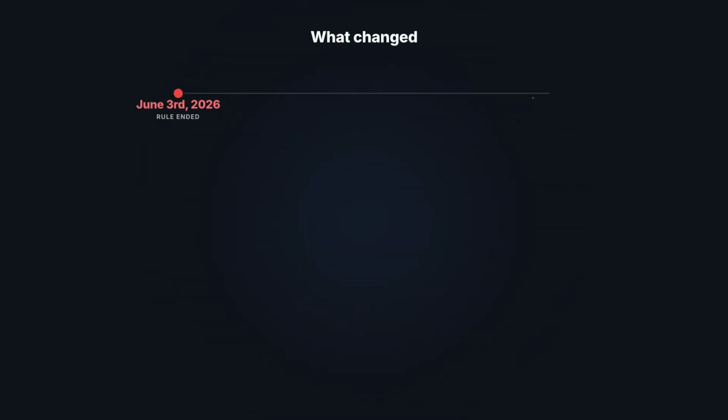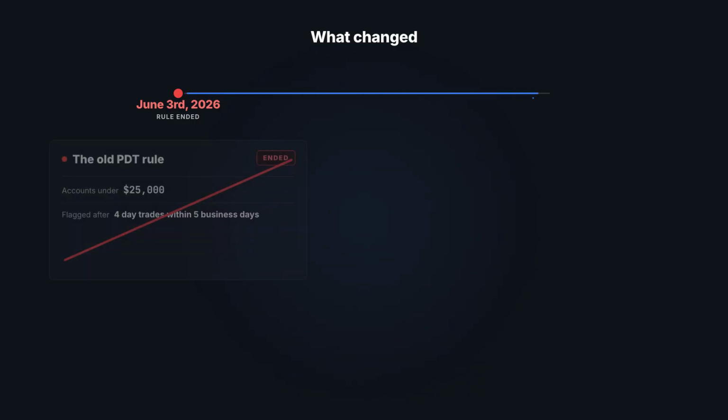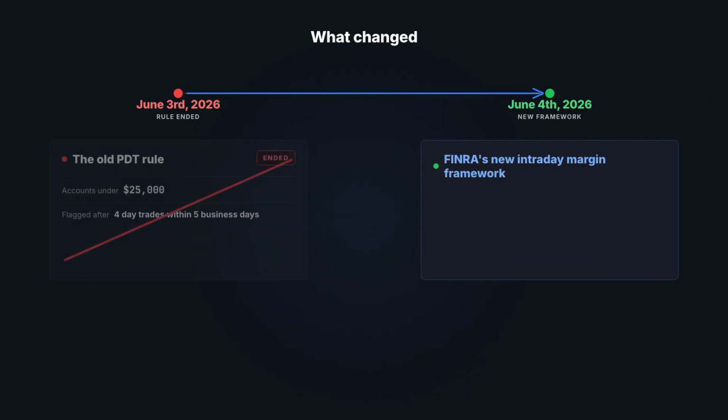The old pattern day trader rule, which flagged accounts under $25,000 after 4-day trades within 5 business days, officially ended on June 3rd, 2026. Starting June 4th, 2026, FINRA's new intraday margin framework took over, and under it, no PDT flag gets triggered at all anymore, regardless of your account size or how many day trades you place. That's not my interpretation. It's stated directly on Webull's own page covering this change.